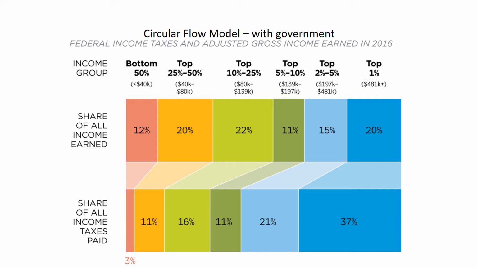Now the bottom 50%, over to the left, the salmon or the pink color boxes there, the bottom 50% of all income earners, they earned a total of 12% of all income and paid 3% of all taxes. This shows just how progressive the U.S. federal income tax system is.